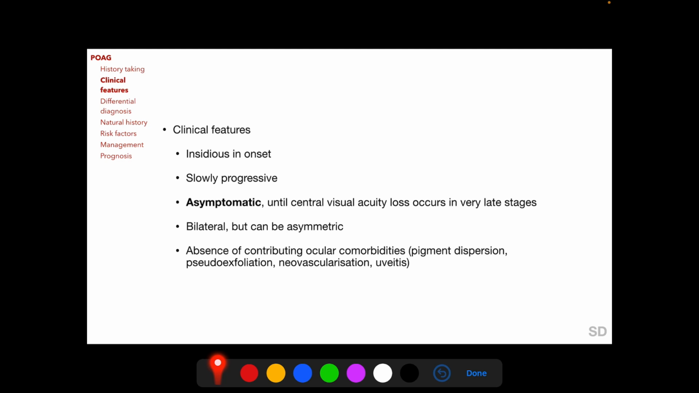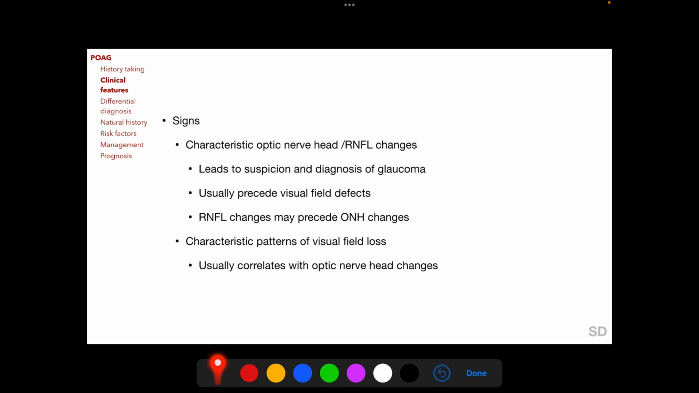Primary open-angle glaucoma is bilateral but can be asymmetric. And as per definition, since it is primary, there should be absence of contributing ocular comorbidities such as pigment dispersion, pseudoexfoliation, neovascularization, and uveitis. As we have mentioned in the definition of primary open-angle glaucoma, signs of primary open-angle glaucoma include characteristic optic nerve head and retinal nerve fiber layer changes, characteristic patterns of visual field loss, raised intraocular pressure, and open angles on gonioscopy.